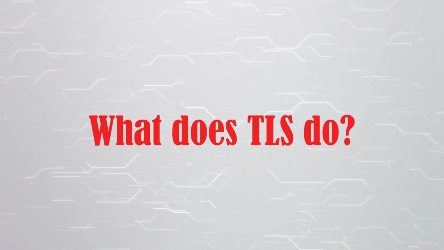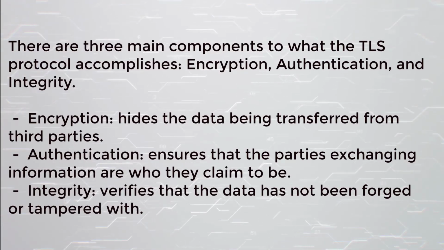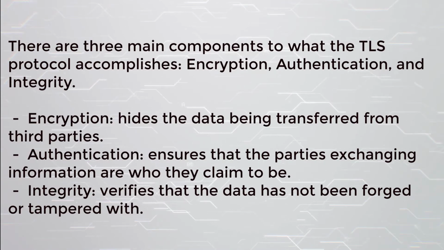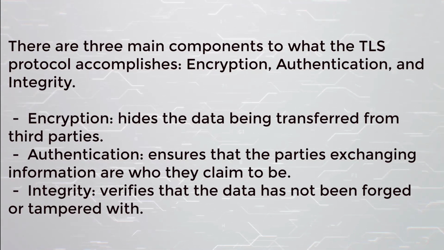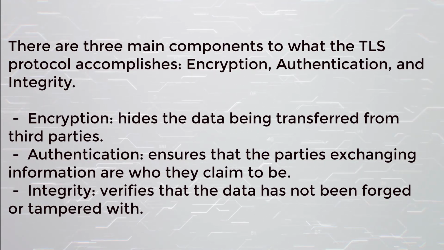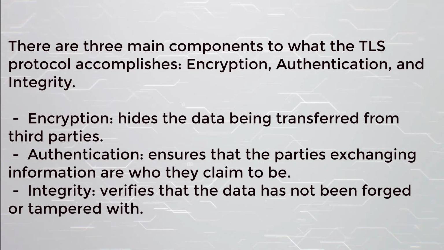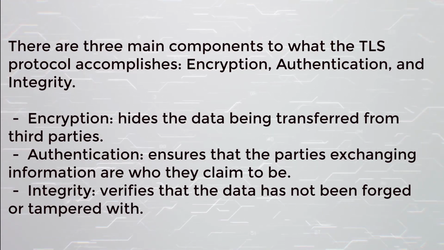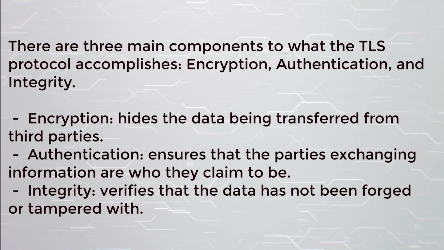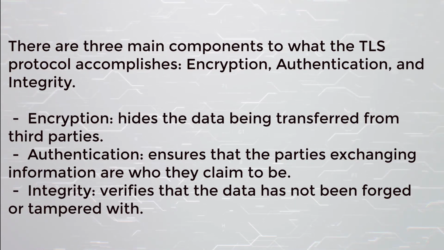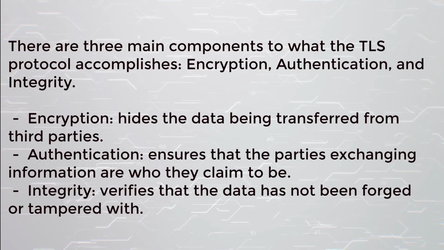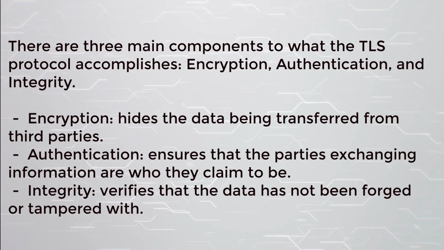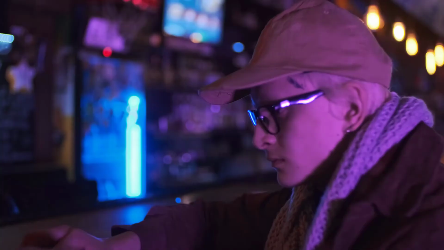What does TLS do? There are three main components to what the TLS protocol accomplishes: encryption, authentication, and integrity. Encryption hides the data being transferred from third parties. Authentication ensures that the parties exchanging information are who they claim to be. Integrity verifies that the data has not been forged or tampered with.